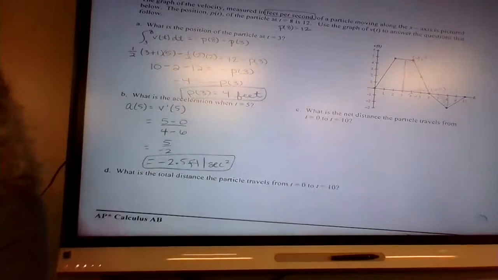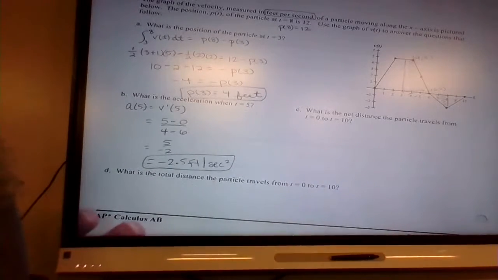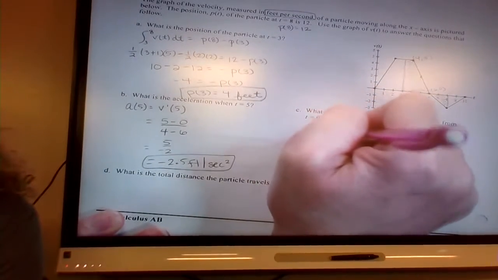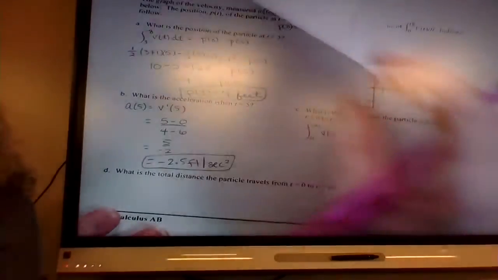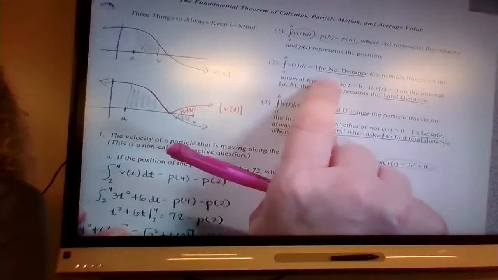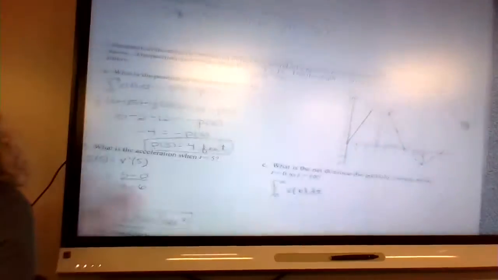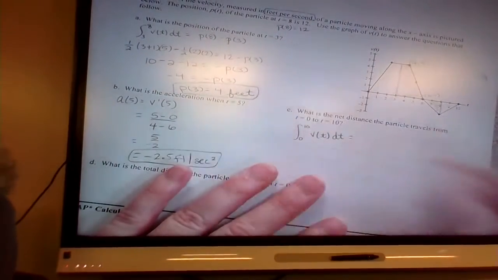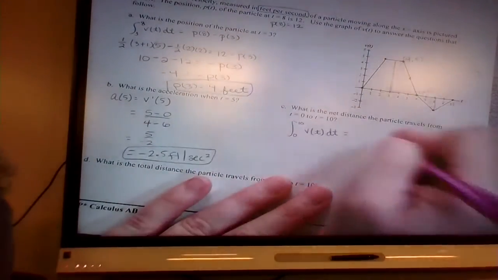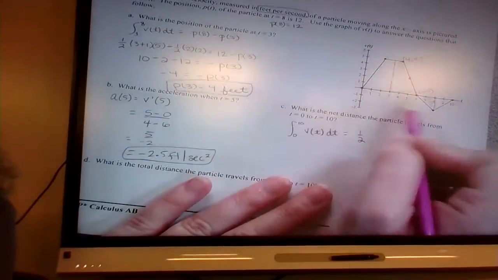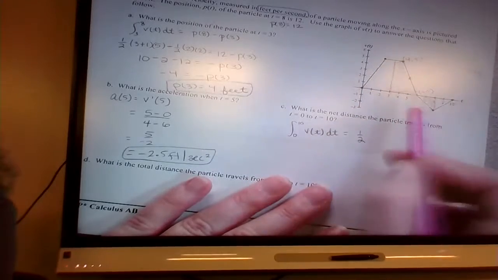All right, question C. What is the net distance of the particle from 0 to 10? So net distance from 0 to 10 would be the integral of v of t dt. That's what we're doing right here. So the net distance that the particle travels would be 1/2. So I'm going to do this whole trapezoid, and then this whole triangle.